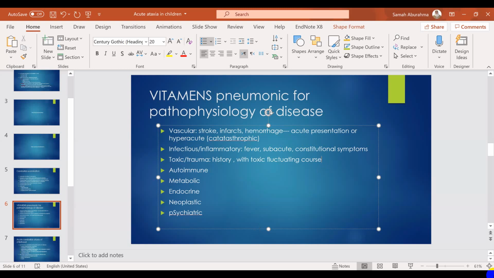Excellent. Autoimmune phenomena, such as, what do we see in autoimmune phenomena? We may have post infectious. Yes, we may have fever, history of preceding infection. It's usually also a subacute presentation. These patients with an autoimmune phenomena, they do not present in an acute presentation.